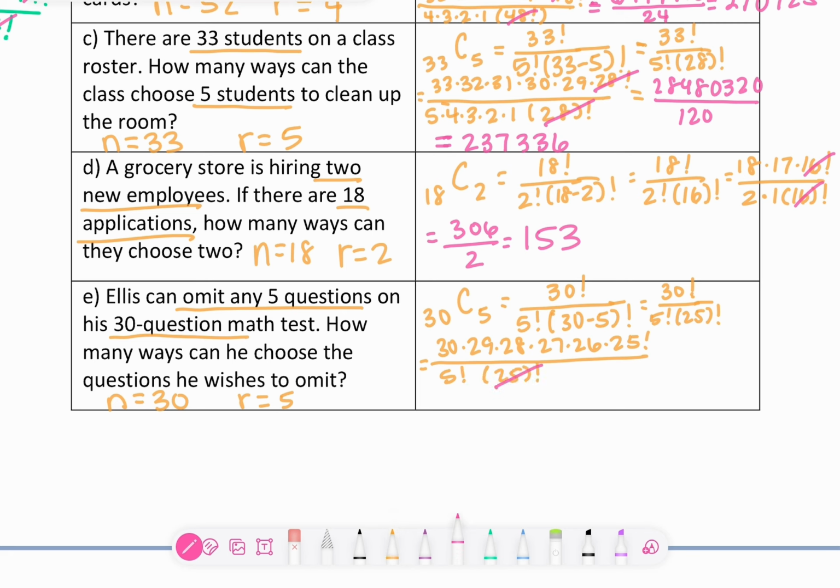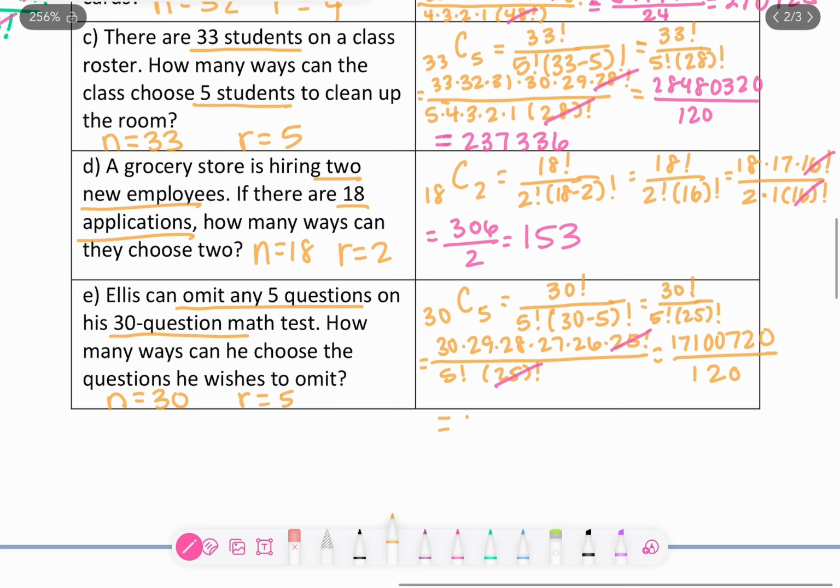So if we simplify a little bit here, the numbers on top, I'm going to go ahead and multiply those. And on the bottom, I know it's 120 because I've done that a few times in these notes already. So 30, 29, 28, 27, 26. If I multiply those, I get 17,100,720. Denominator is 120. Divide. And I'm going to get the total possibilities here, 142,506.